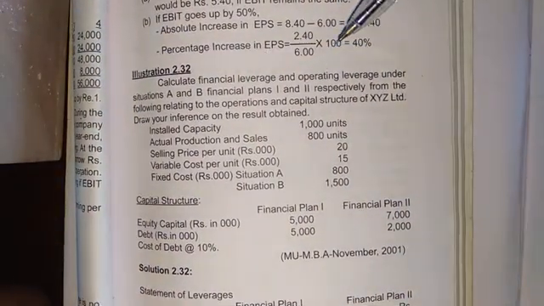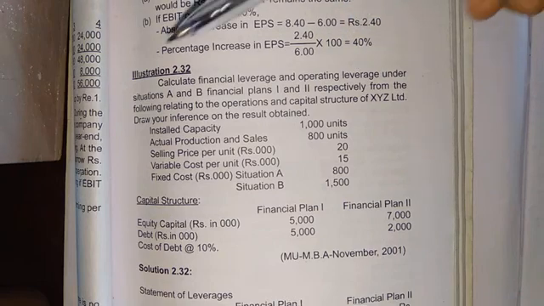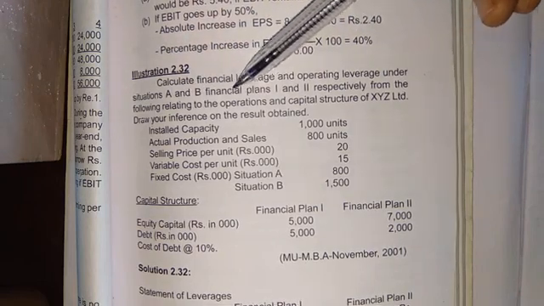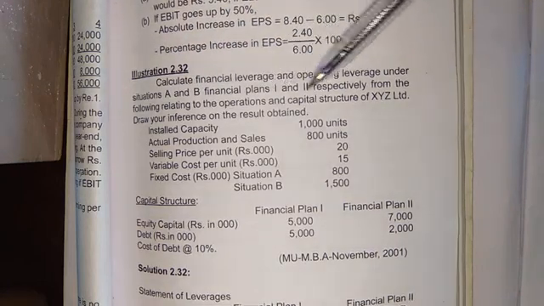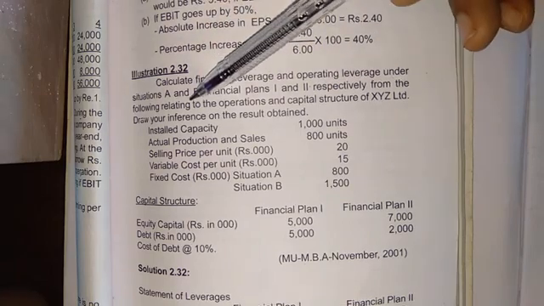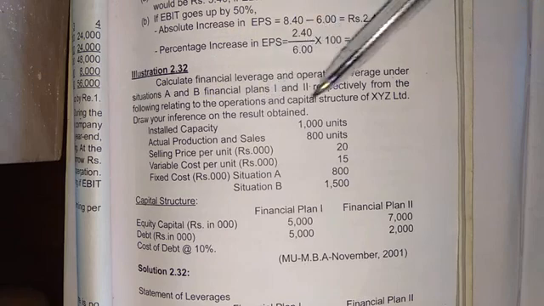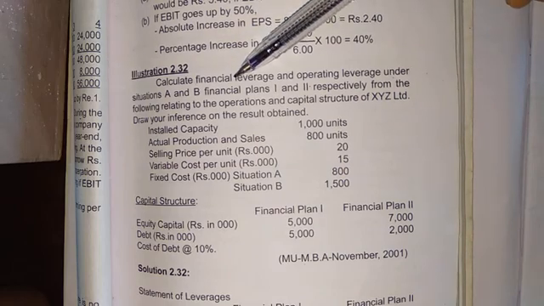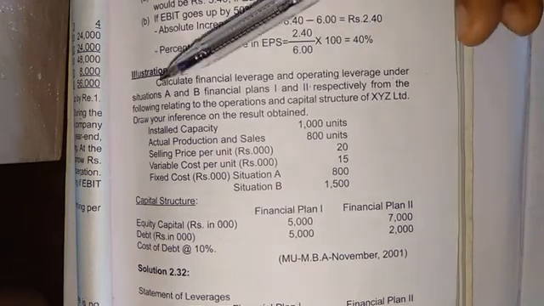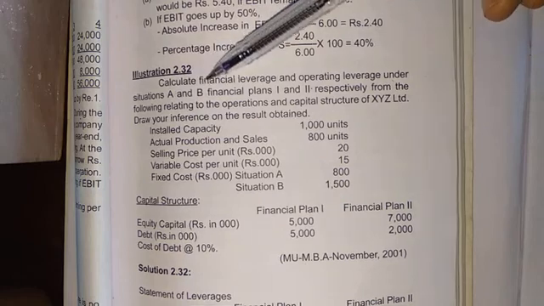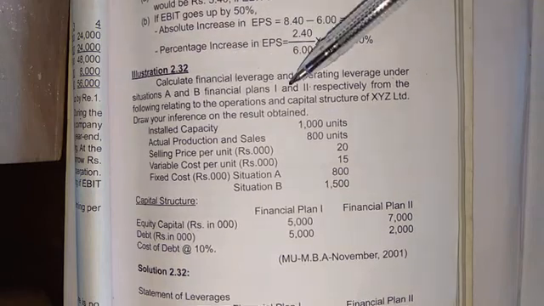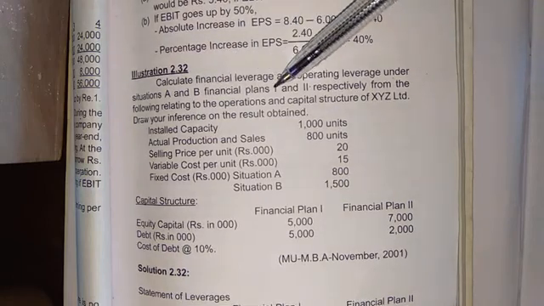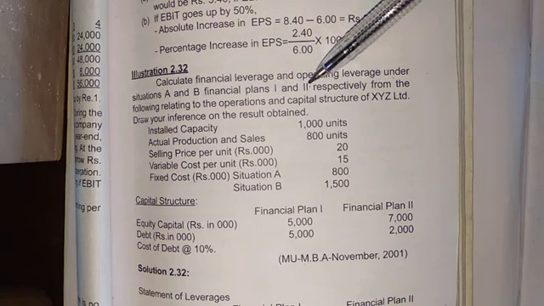Calculate financial leverage and operating leverage under situation A and B, financial plan 1 and financial plan 2 respectively, from the following relating to the operations and capital structure of XYZ Limited. So we need to calculate financial leverage and operating leverage for situations A and B and for financial plan 1 and financial plan 2.